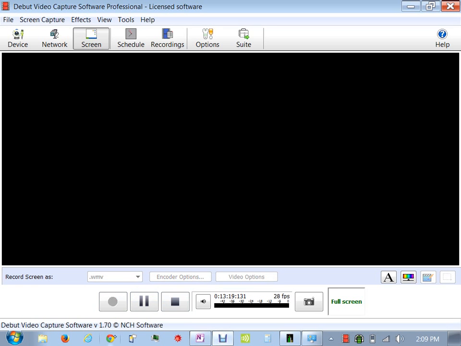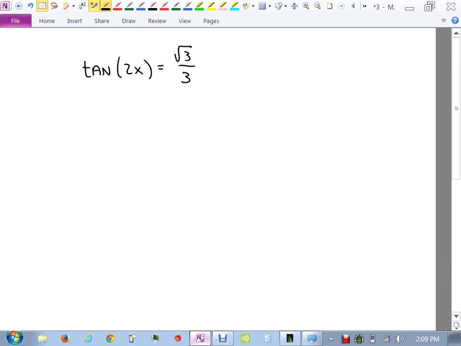Now here, this is a good one. Tangent 2x equals √3/3. All right, so again, we're going to just forget about this right here, the 2x. We're going to call that u maybe later. It doesn't matter. It's not relevant at this point. What's relevant is we want to know when tangent of something is √3/3.